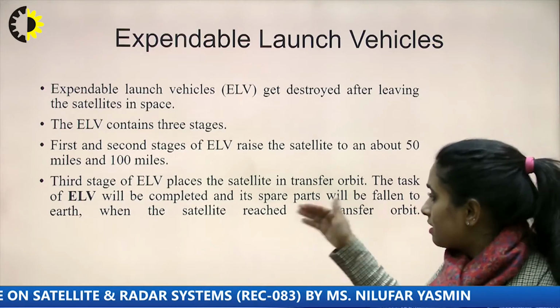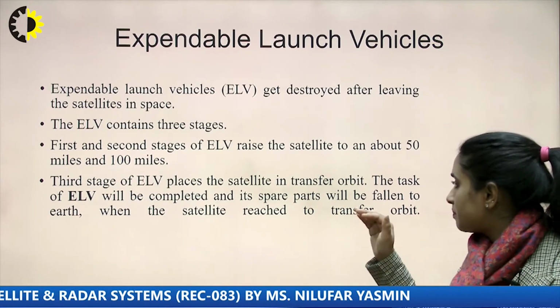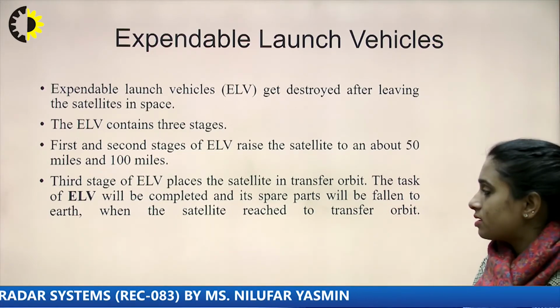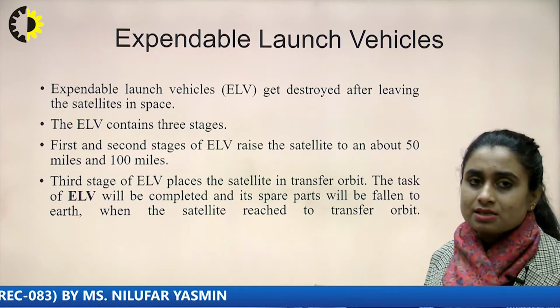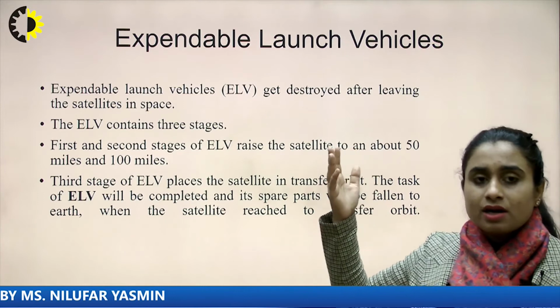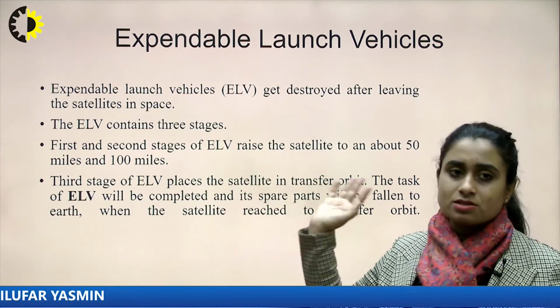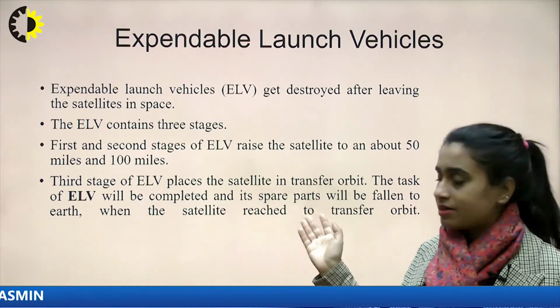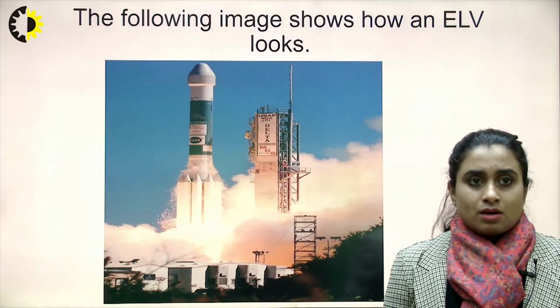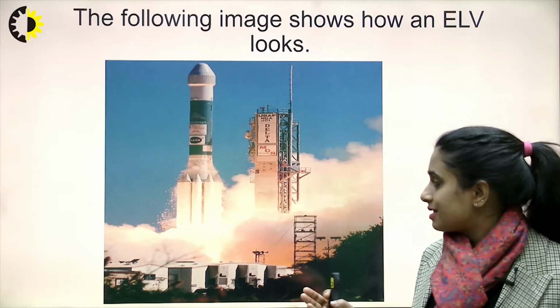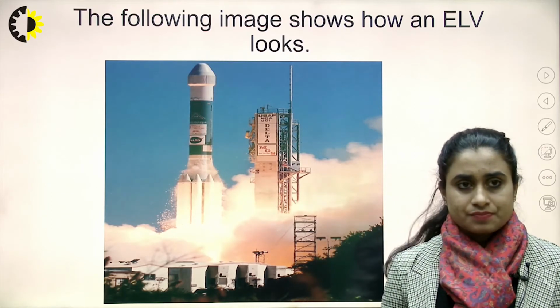The task of ELV will be completed and its spare parts will fall to Earth. In a few cases it may fall to Earth; in a few cases where it has reached beyond Earth's gravitational pull, it will just be roaming around in space when the satellite reaches the transfer orbits. ELV somehow looks like this. This is a real picture.